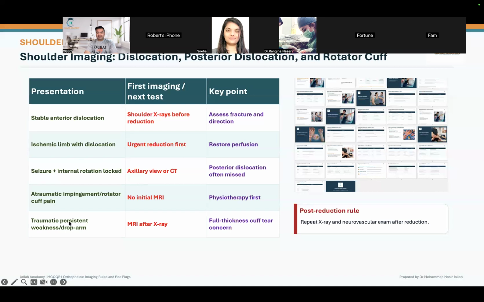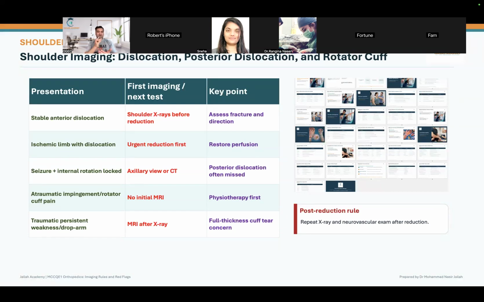So traumatic: now it is trauma, persistent weakness, and the patient has drop arm. What does it say? It means there is a rupture of the tendon or the muscle. Most likely the tendon, right? So in this case, what do I do? I have to do the MRI after X-ray.